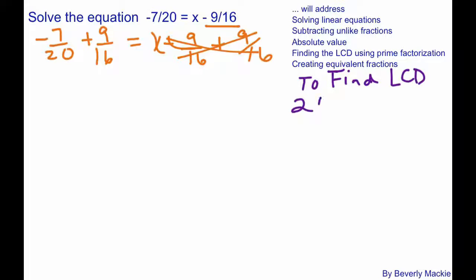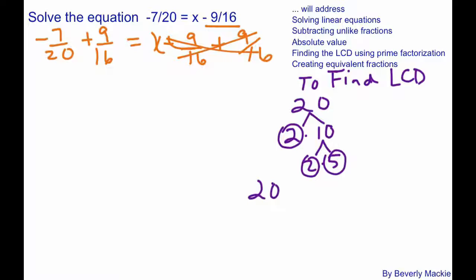So for 20, we're going to start with the smallest, 2 times 10. 2 is prime, so I circle it. 10 is composite, which means it has more factors besides 1 and itself, so I continue. Let's go 2 times 5, and they're both prime. Circle, and I stop. So my prime factorization for 20 is 2. How many 2's do I have? 2. So it's 2 to the second power times 5.